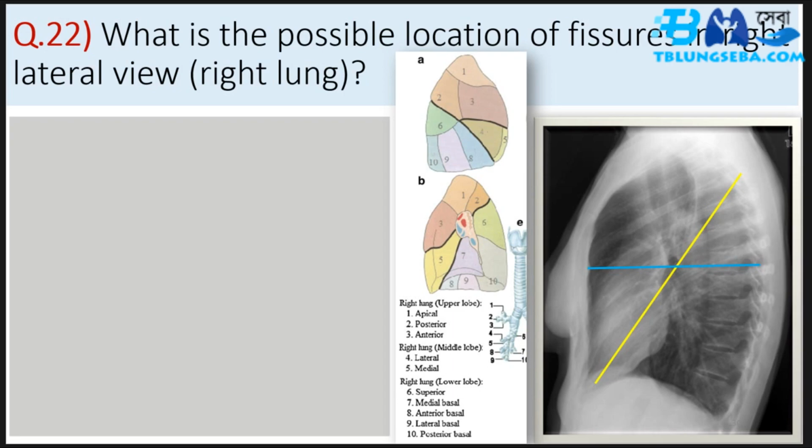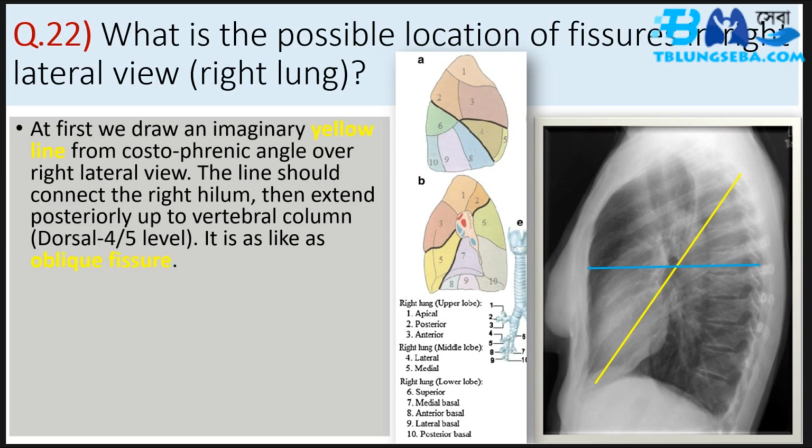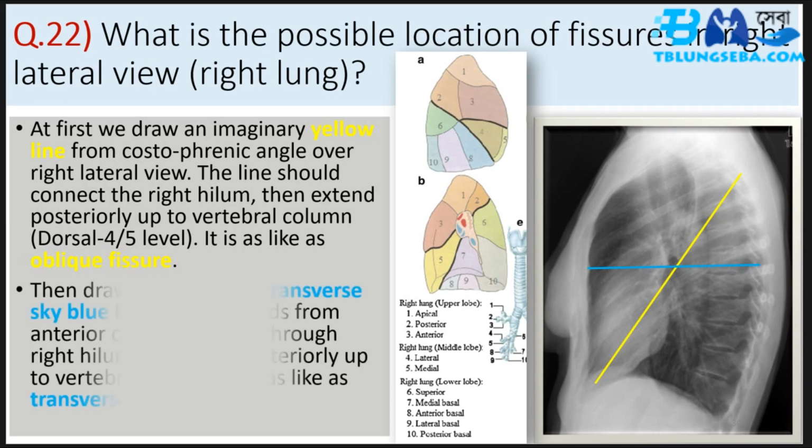Q.22, what is the possible location of fissures in right lateral view? Right lung. At first we draw an imaginary yellow line from costophrenic angle over right lateral view. The line should connect the right hilum, then extend posteriorly up to vertebral column, dorsal 4-5 level. It is like the oblique fissure.